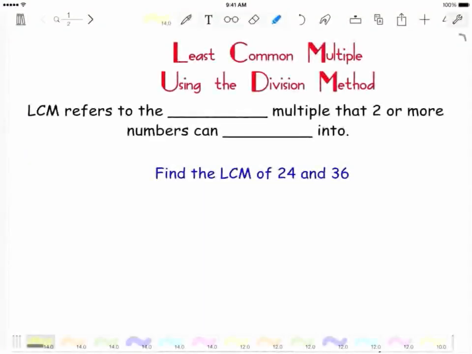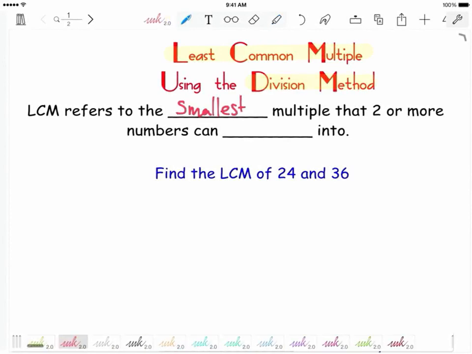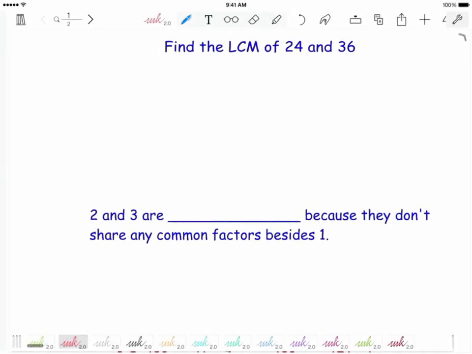Hi everyone! In this lesson, we will go over how to find the least common multiple of two or more numbers using the division method. The LCM refers to the smallest multiple that two or more numbers can go into. In the example below, we are asked to find the LCM of 24 and 36.